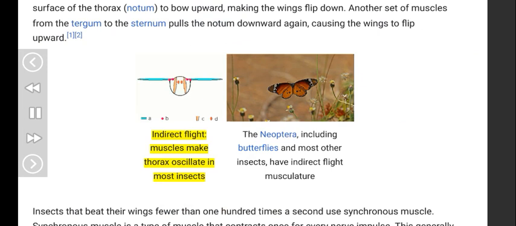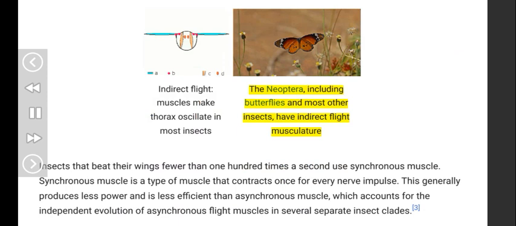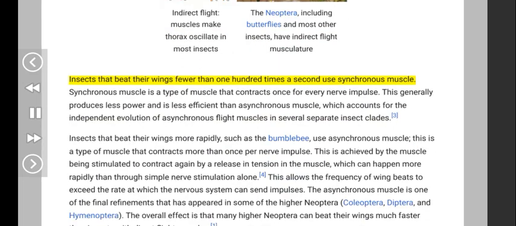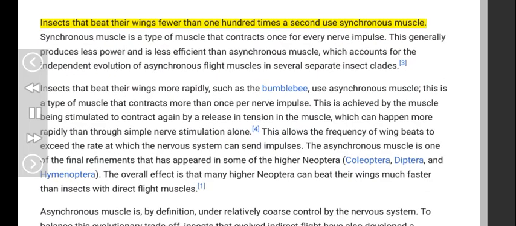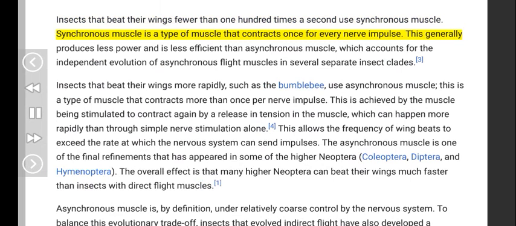Indirect flight muscles make the thorax oscillate in most insects. The Neoptera, including butterflies and most other insects, have indirect flight musculature. Insects that beat their wings fewer than 100 times a second use synchronous muscle. Synchronous muscle is a type of muscle that contracts once for every nerve impulse. This generally produces less power and is less efficient than asynchronous muscle, which accounts for the independent evolution of asynchronous flight muscles in several separate insect clades.